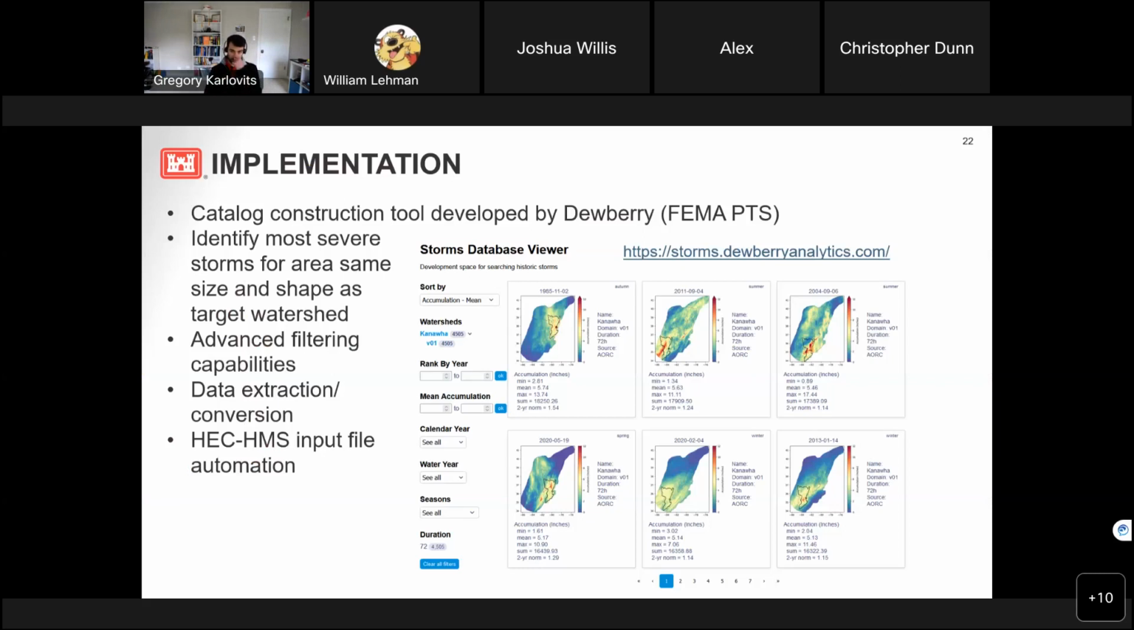A lot of this source data coming from AORC is all in NetCDF format. We're outputting it all in DSS because it's being used in HEC-HMS. This also automates HMS input files, which is really fun because I can generate an HMS grid file that contains only the selected storms.